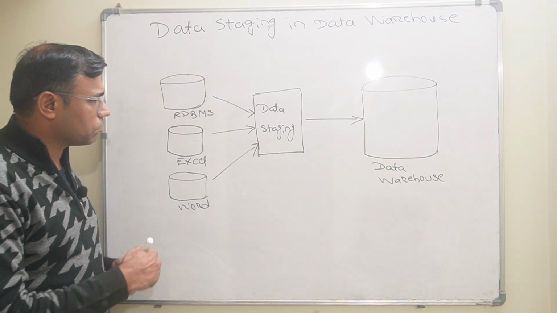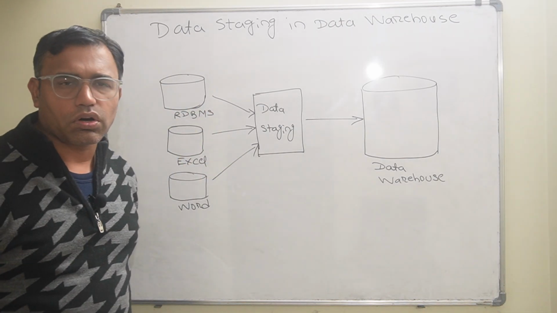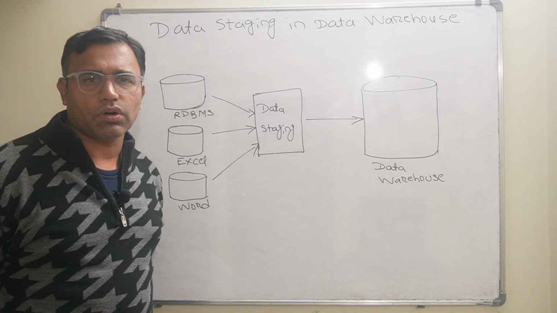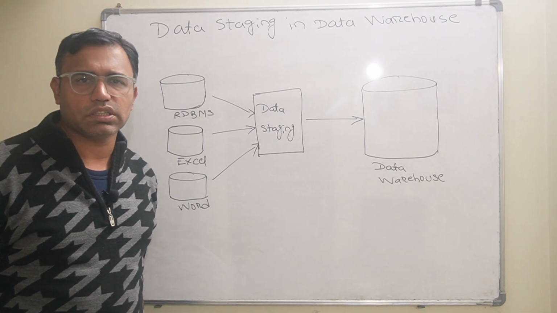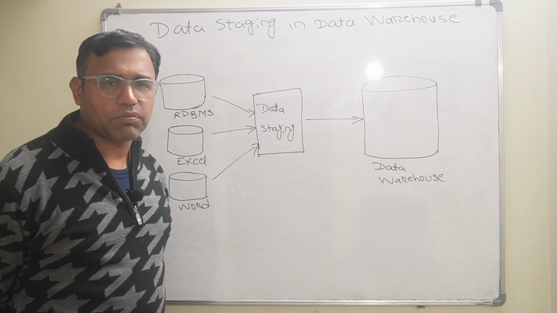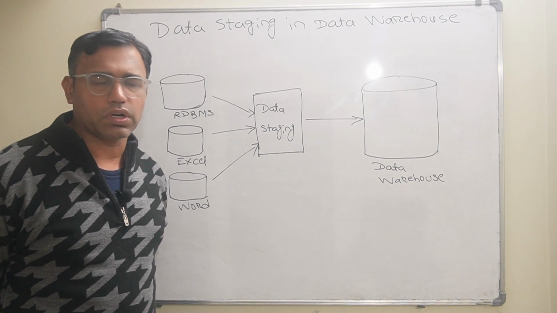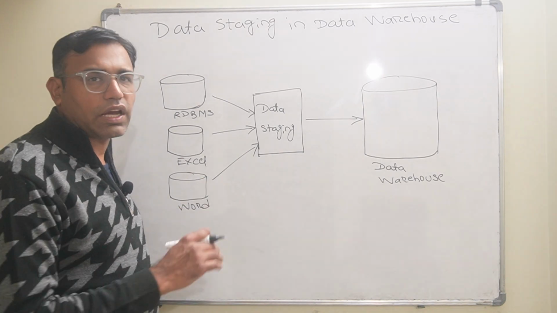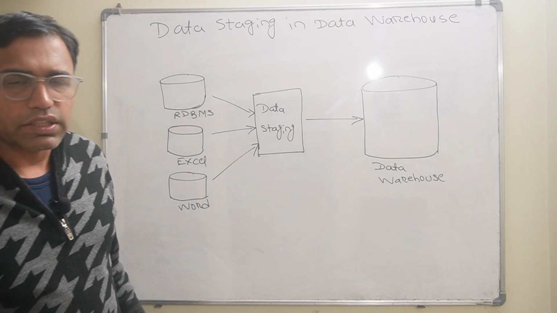So before converting into a unique format, we have to store, or collect, that data at one location. That area is known as data staging. So what is data staging? Data staging is a temporary storage, or you can say a buffer, where the data is stored for some time and then it is converted into one unique format. So that is data staging.